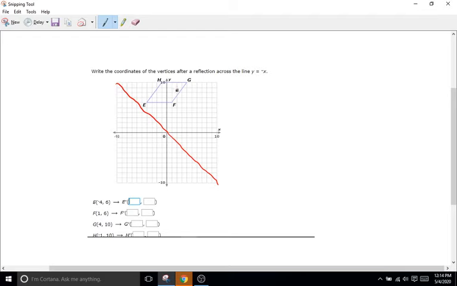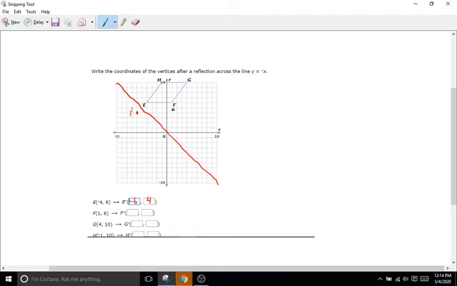So you can do the same procedure here. You can do the counting. So E is going to be 1, 2 away from the line, and therefore we go 2 away in the opposite direction. So we'll go 1, 2 down. Okay, and that's going to be E prime. Okay, so if E is negative 4 and 6, E prime looks like it's going to be at negative 6, positive 4. Like that. We'll do F now.